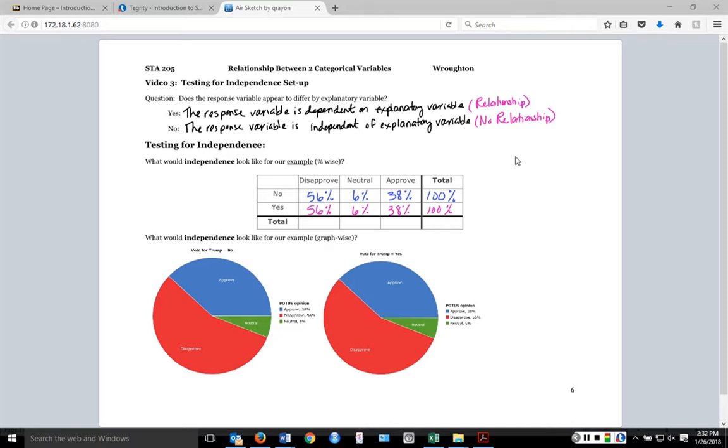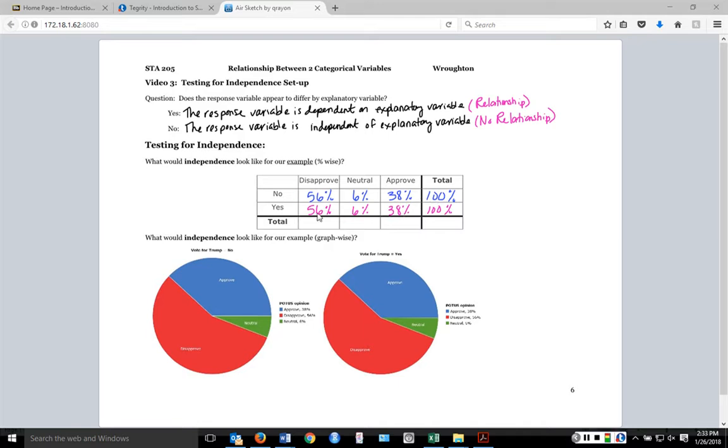So the first thing that you'll notice is that if there was no relationship, the percentages would be the same for both rows. That is telling me exactly what this is saying. So the response variable, so disapproving, being neutral or approving, is not affected at all by if you voted for Trump or not. It's having no effect. You're just as likely to approve of the president if you didn't vote for him as if you did vote for him.